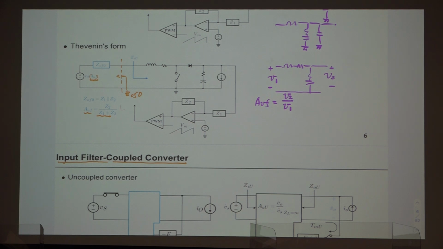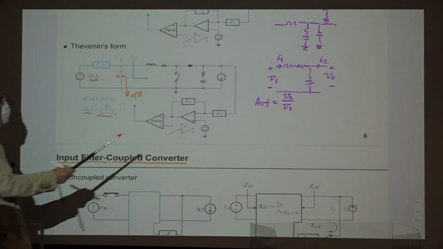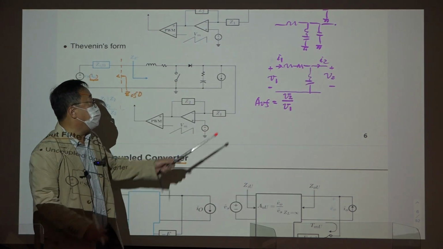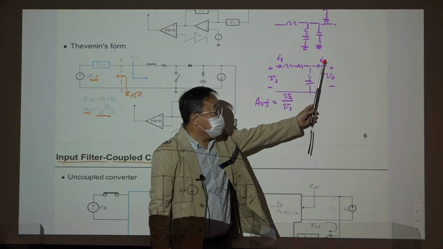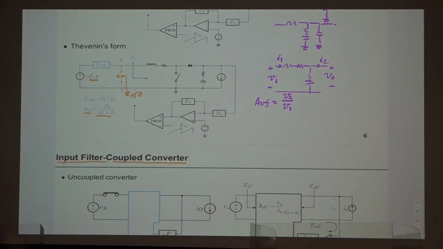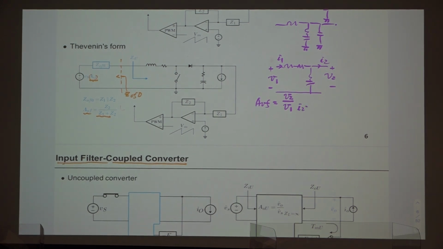When evaluating this, this is I1 and this is I2. So direction can be changed. This I2 direction can be changed, but somehow we use this. Then when evaluating this, I2 should be 0. That means output is open. So evaluate this ratio with I2 is 0.